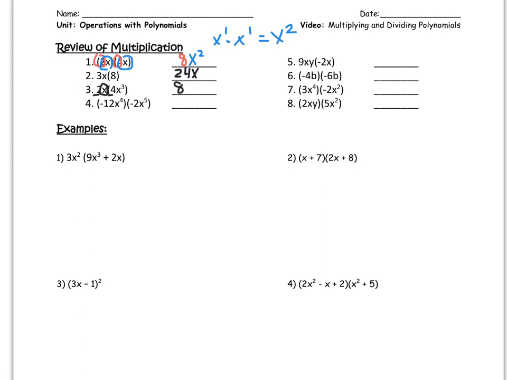Number 3 is 2 times 4, which is 8, and x, which is the same thing as x to the first, times x to the third. You keep the x, add the powers. 3 plus 1 is 4.